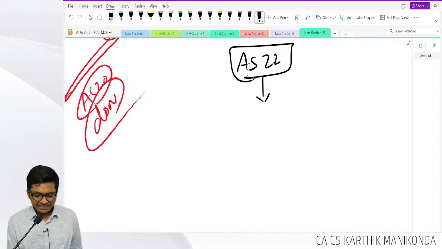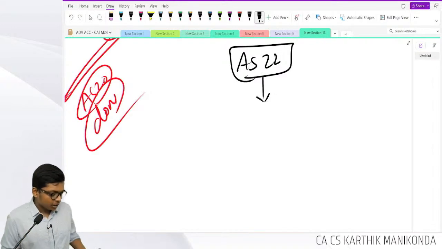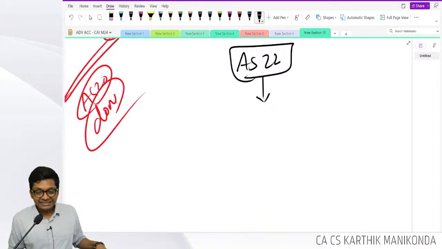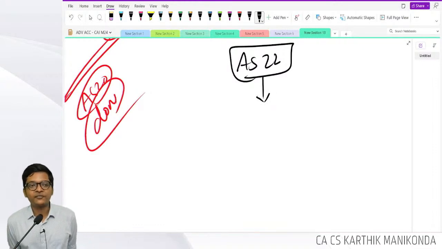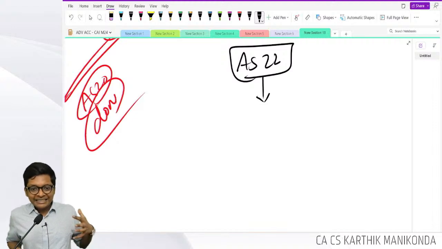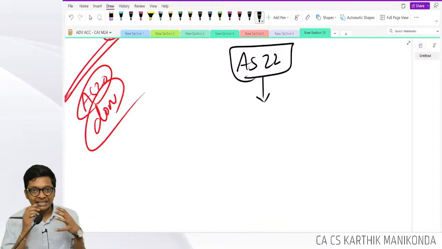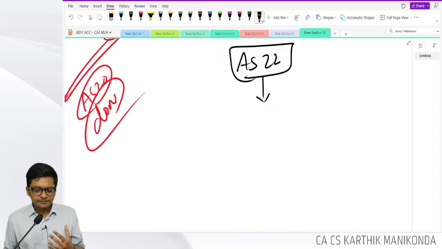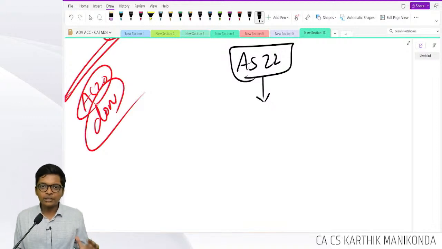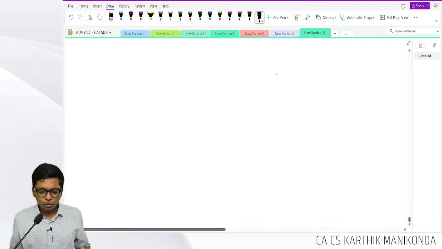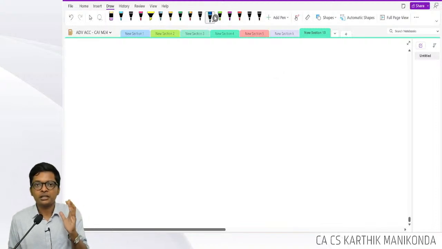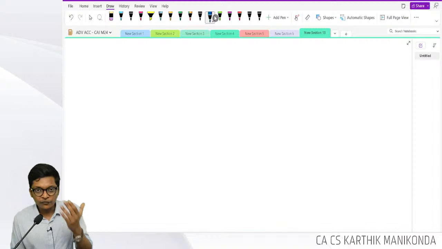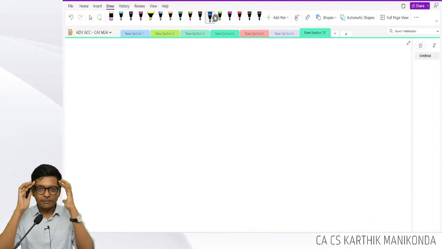What is deferred tax? A pretty complicated standard. People find it difficult, but nothing for you to worry. I can teach this standard with logic and make you understand what is deferred tax and liability, but we don't have that time. I need to score in the exam. So I'm going to give you an amazing shortcut which you have never heard of, or if you know, that's good.